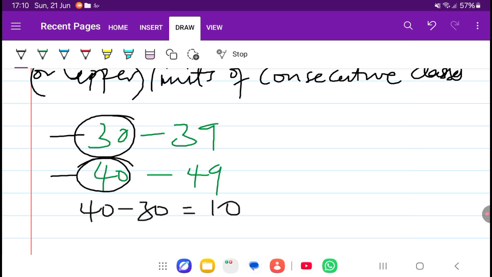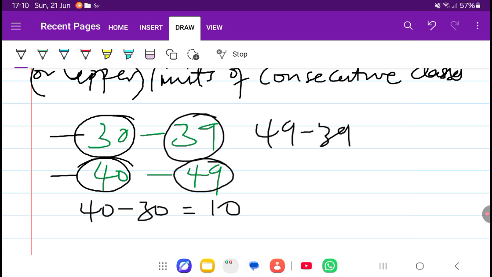Or it can be the difference between the upper class limit of the consecutive classes. It is this minus this. So it's a 49 minus 39. It also gives you a 10. So these are the class width.